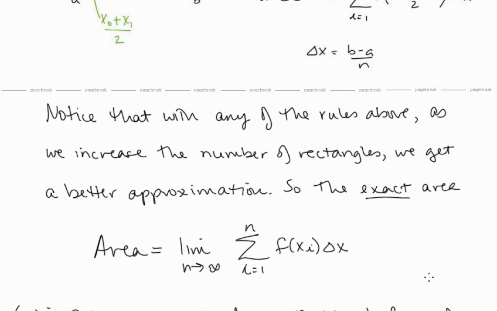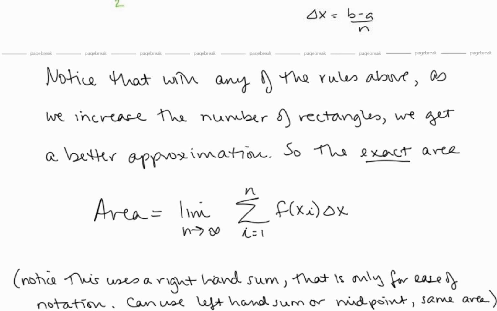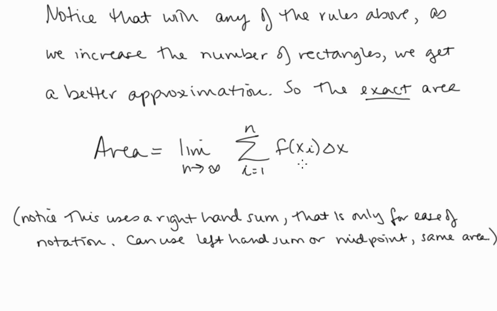Now notice that with any of the rules above, as we increase the number of rectangles, we get a better approximation. So the exact area is going to be the limit as n goes to infinity of the sum i going from 1 to n, f of xi delta x. So we're taking an approximation with n rectangles and then letting n go to infinity. That gives us the exact area. And notice this formula here is using the right-hand sum, but that's really only for the ease of notation because it's i rather than i minus 1. But actually the left-hand sum works exactly the same way, and so does the midpoint rule.